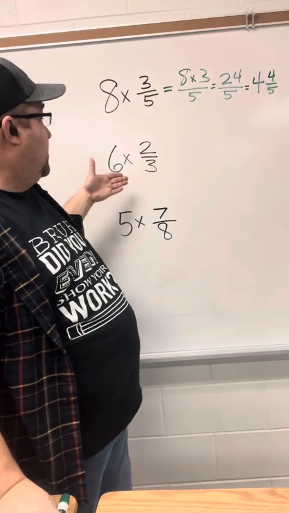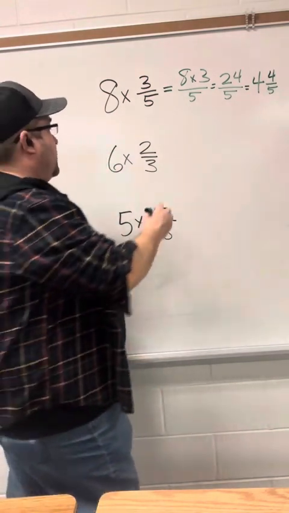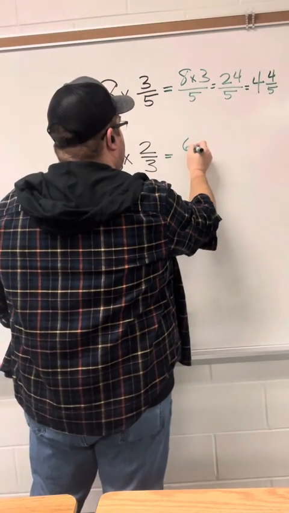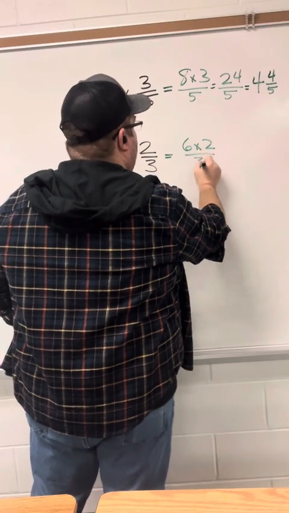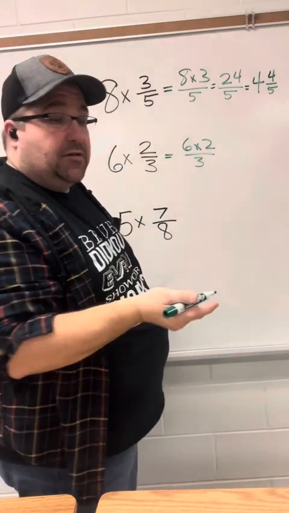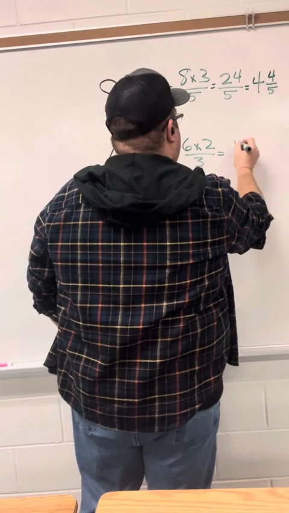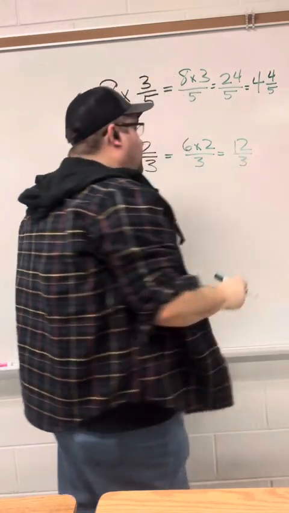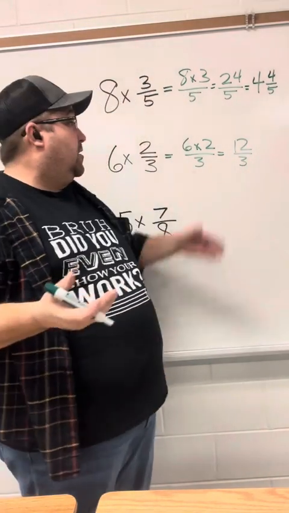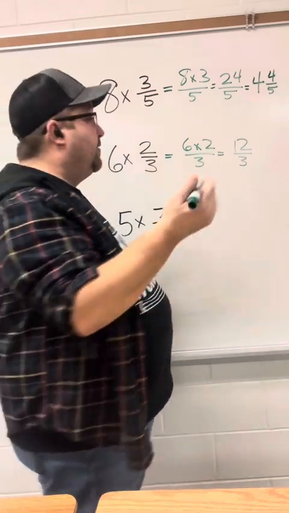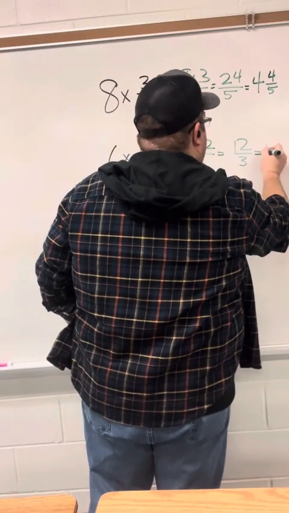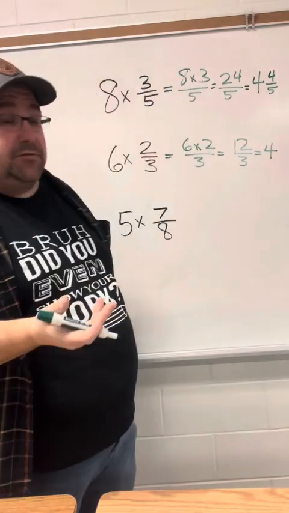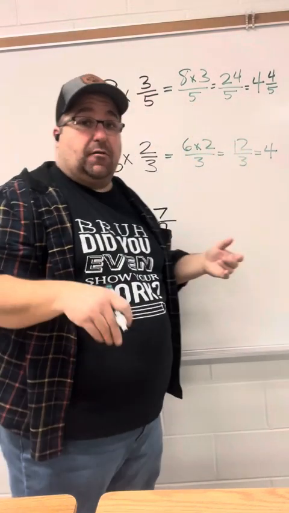How about this one? 6 times 2/3. Well, we're going to do 6 times 2, and we're going to divide by 3. What's 6 times 2? That's 12, and divide by 3. Hey, this time we're going to get a whole number, aren't we? Because 12 divided by 3 is 4. So sometimes we might get a whole number, sometimes we might get a mixed number. Just depends on what we get.